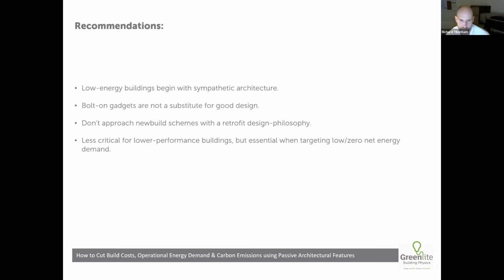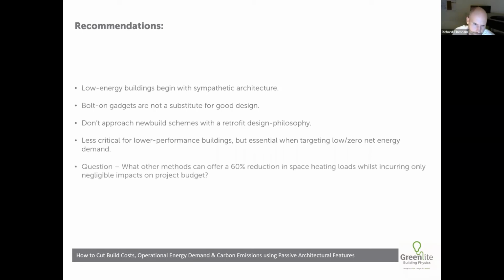Obviously, it's less critical for low performance buildings, so naturally ventilated, lower levels of insulation. But as we increasingly look to target low and zero net energy demand, these architectural efficiency aspects become more and more critical. So ask yourself, what other methods can deliver a 60% reduction in space heating loads whilst incurring only negligible impact on the project budget? There's not many, and I'd argue that there's none.